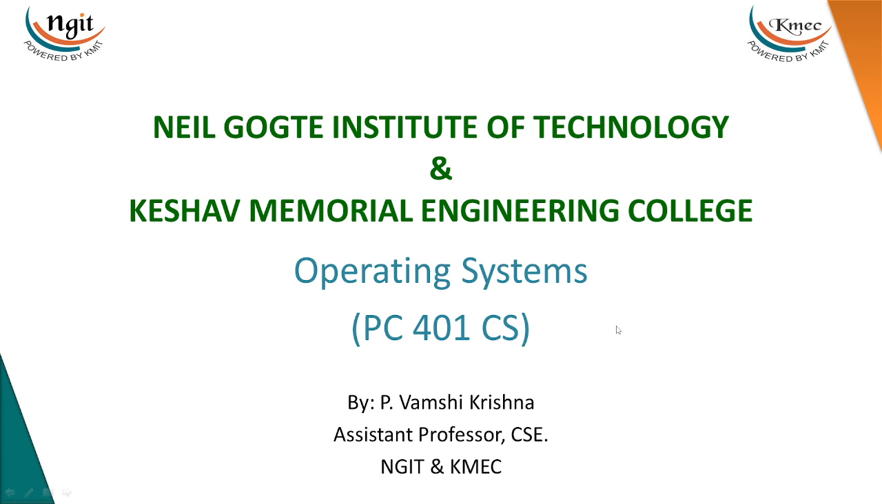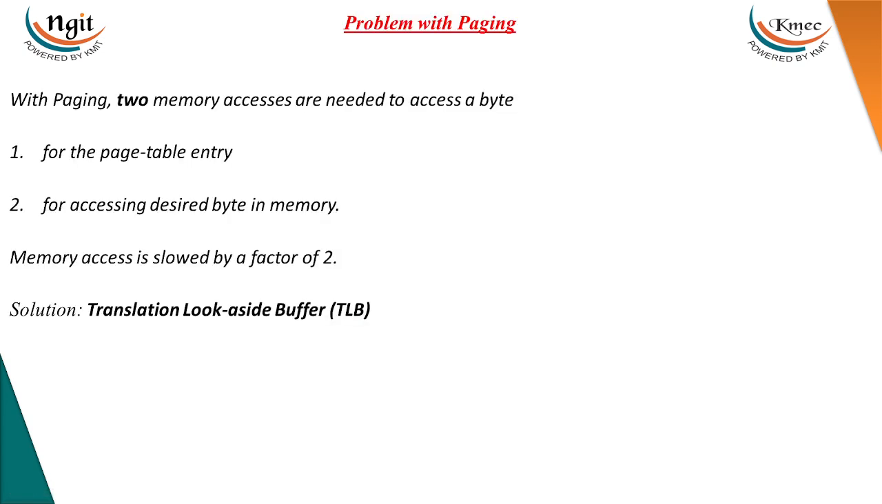Now let's see the problem with the paging technique. We need two memory accesses if we want to access a byte in the main memory. How will it be done? The CPU will generate the logical address, suppose i. We need to access this particular ith memory location. It is divided into page number and offset. The page number acts as an index to the page table, so first we must index into the page table.